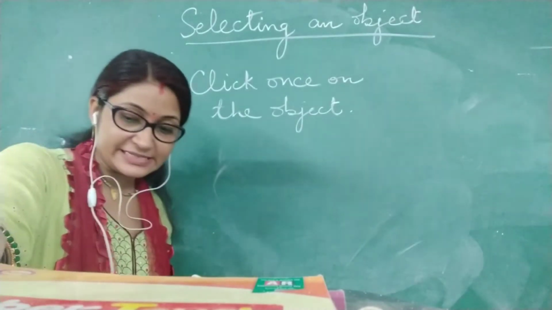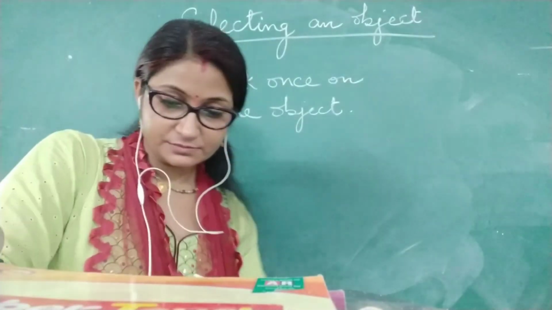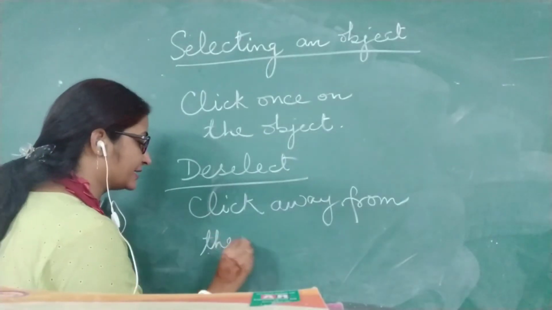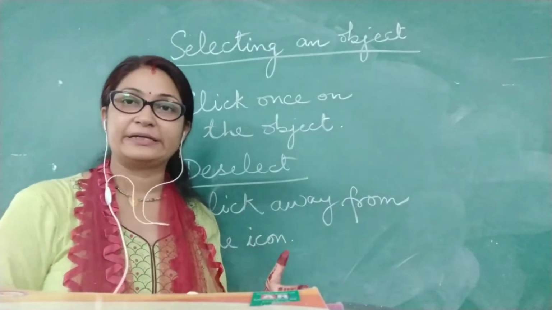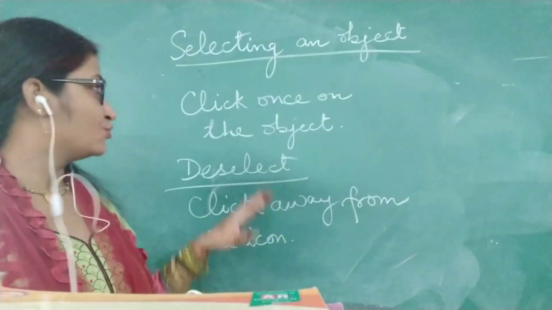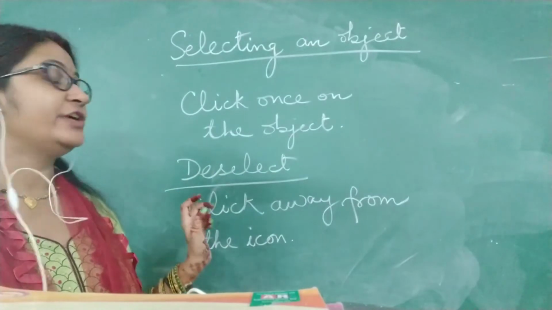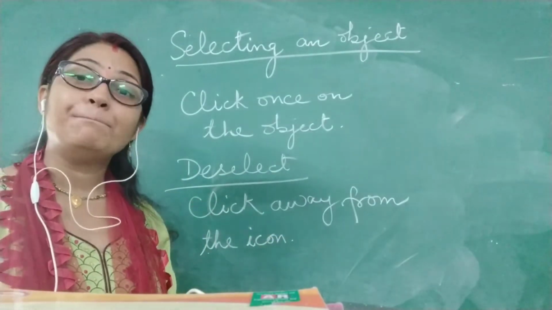If you have to deselect it, if you have to deselect an icon, that's it. Your icon will get deselected. That means whatever selection you made earlier will be over. So these are the two things, selecting and deselecting, that you can do with the help of a mouse.